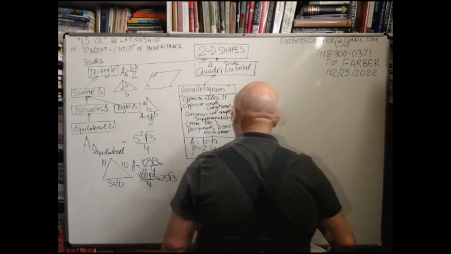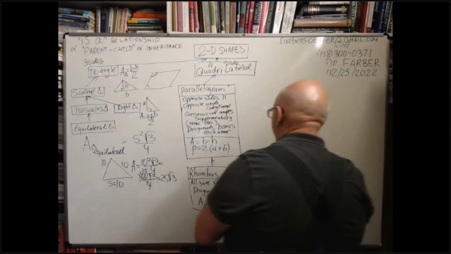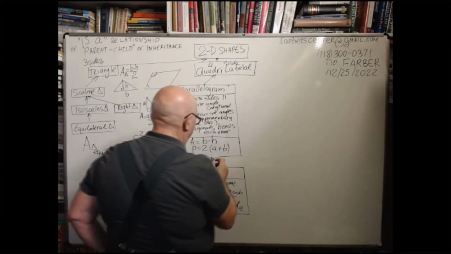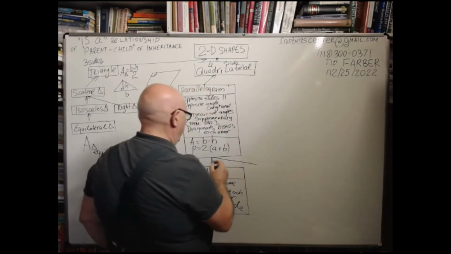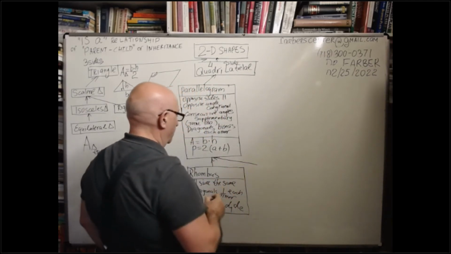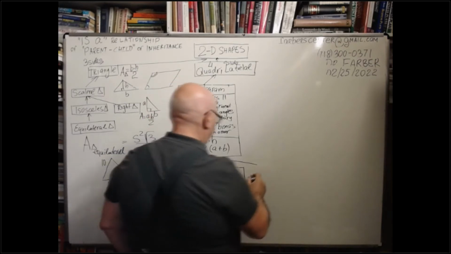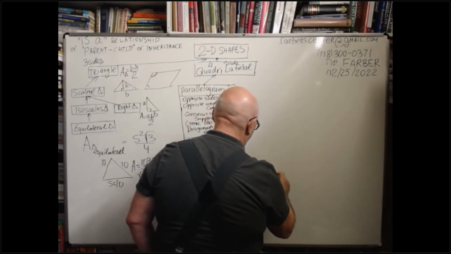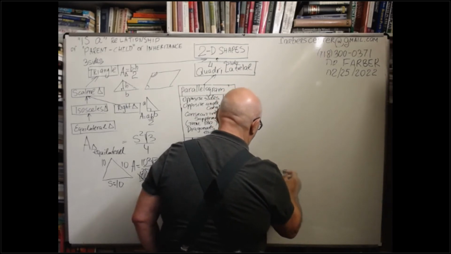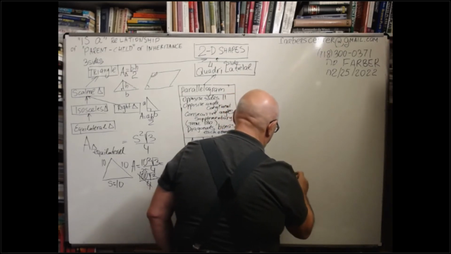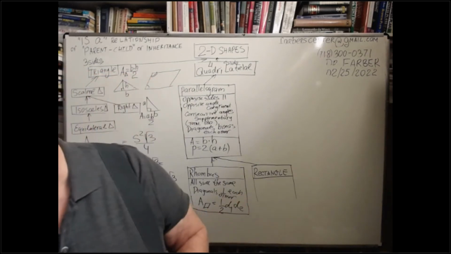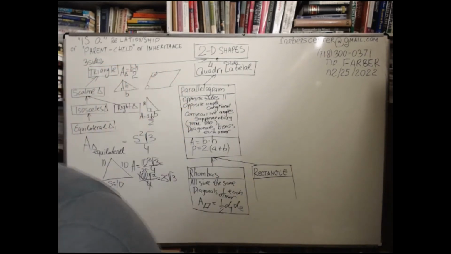And I can have another child for this parallelogram. Another child, I will name this child rectangle. Why do I consider a rectangle a parallelogram? Well, for rectangle, I will make this model. Pretend this is a parallelogram.